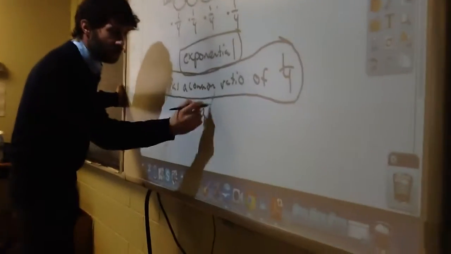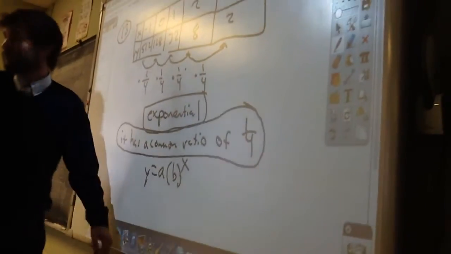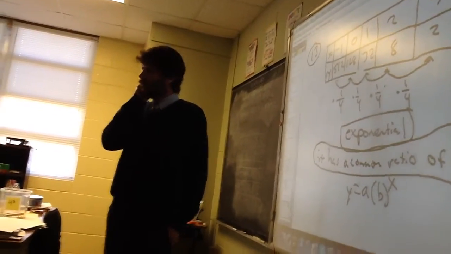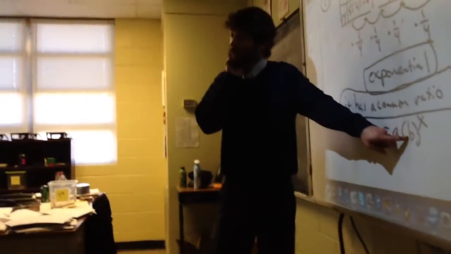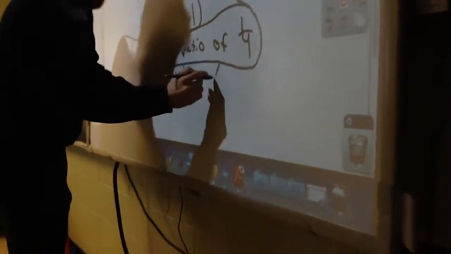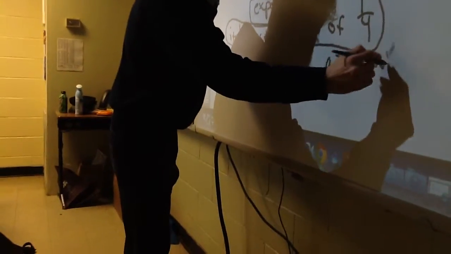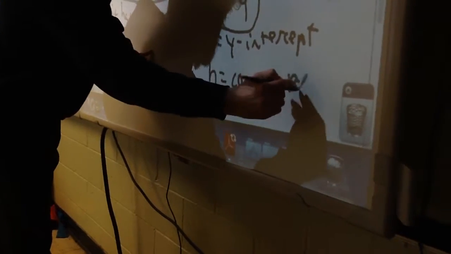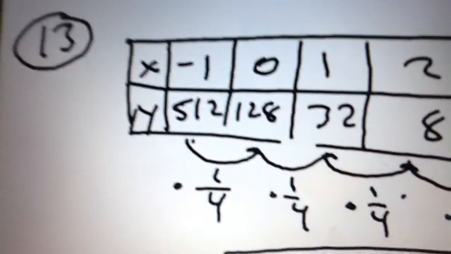Y equals a times b to the x power. Now, this is worth making a note of because this is kind of weird. B before was our y-intercept. It's not now. In this formula, a is your y-intercept, and b is your common ratio. That's the thing that I'm multiplying by every time, right? So I just got to plug those 2 numbers in.